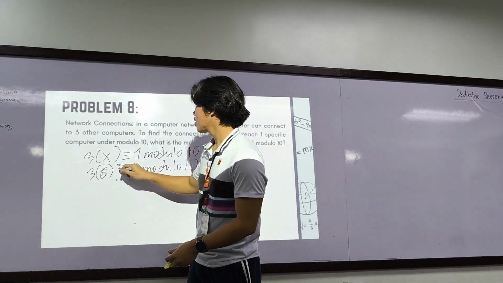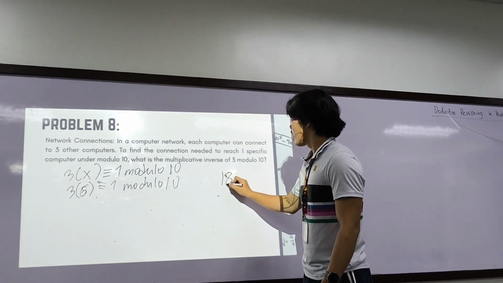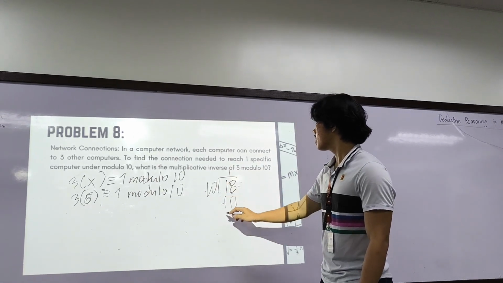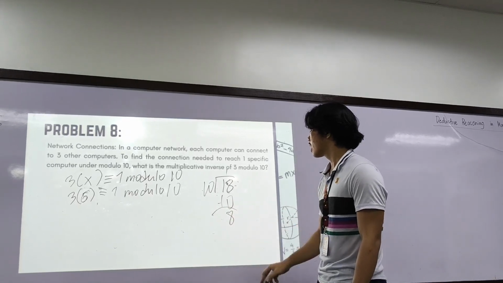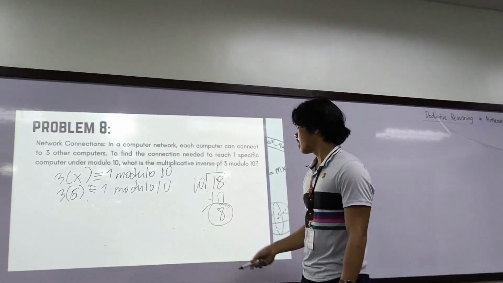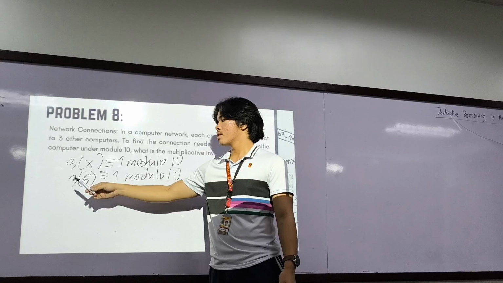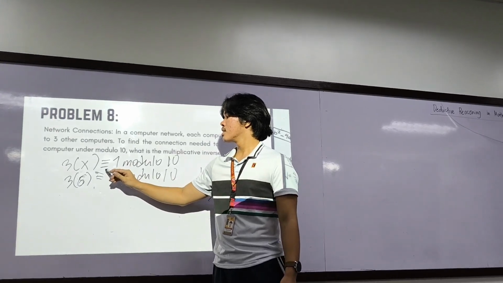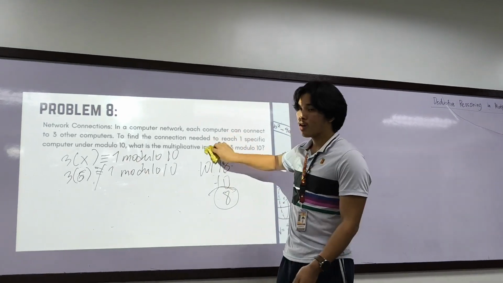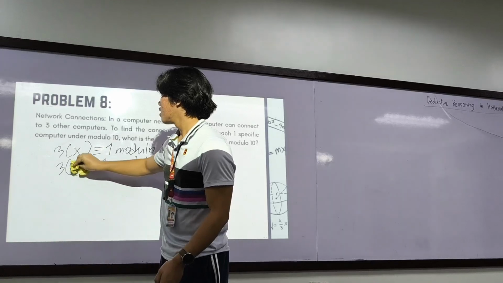3 times 6 is equal to 18, and when 18 is divided by 10, we have 1, and 1 times 10 is equal to 10, and 18 minus 10 leaves the remainder 8. So 18 divided by 10 has a different remainder, which is 8, and it should be 1. So we conclude that 3 times 6 is not congruent to 1, so it is not the multiplicative inverse of 3 modulo 10. Let's proceed to another number.